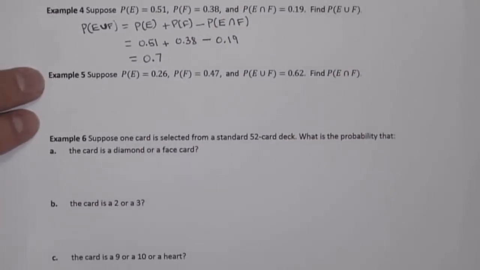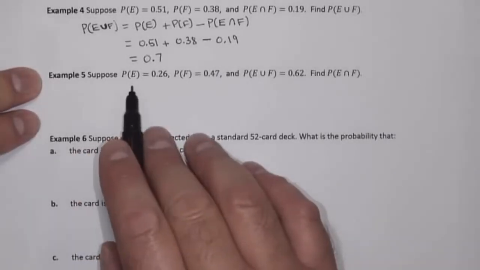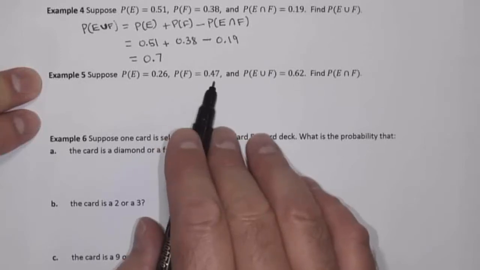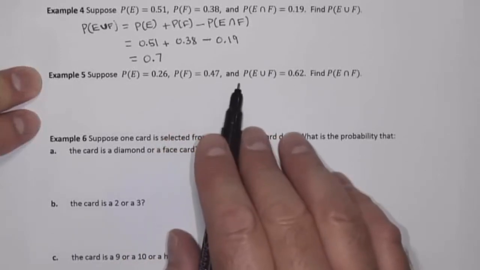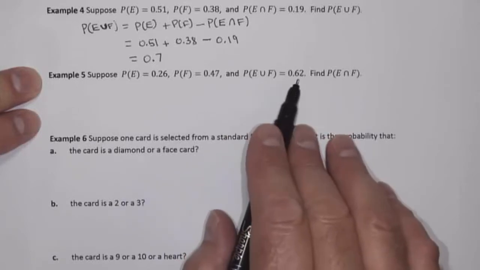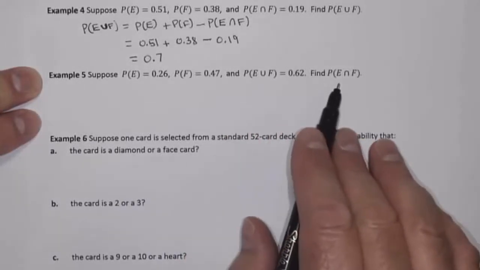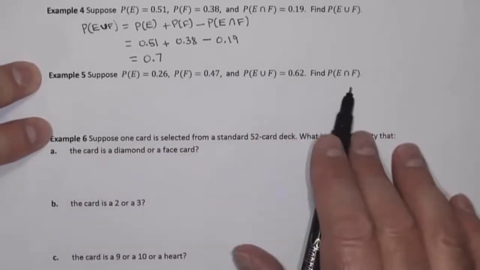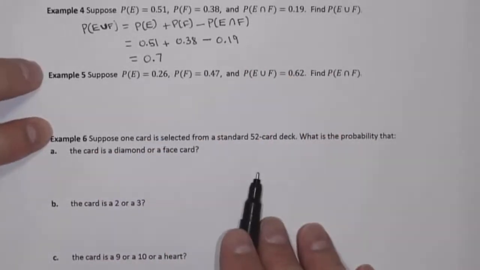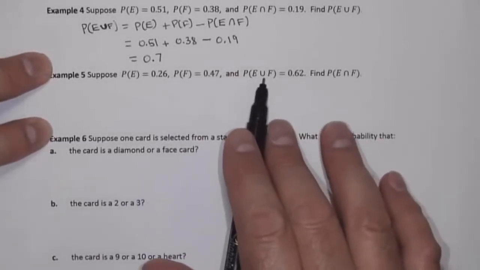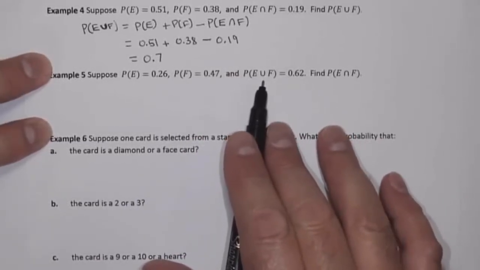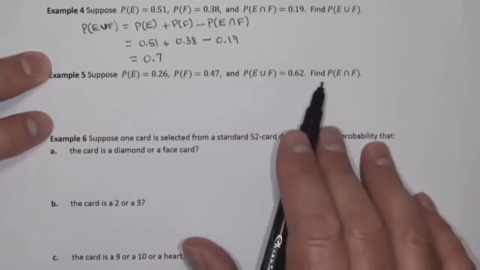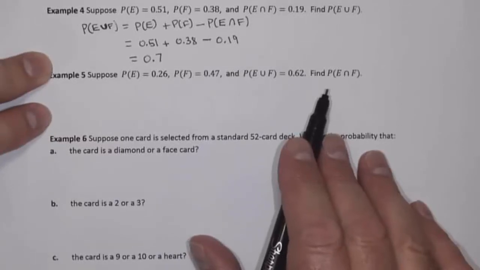Look at example 5. Suppose the probability of E is equal to 0.26, the probability of F is equal to 0.47, and the probability of E union F equals 0.62. Find the probability of E intersect F. Now, this problem is very similar to example 4, but in this problem we're given the probability of the union of E and F, and we're asked to find the probability of the intersection of E and F. So that's what makes this problem different.